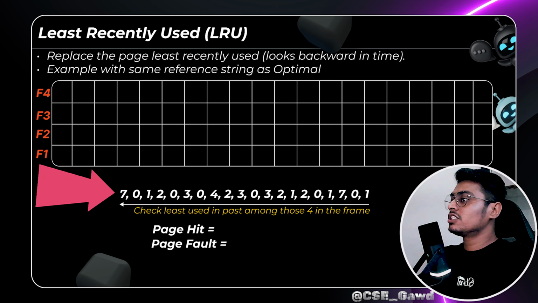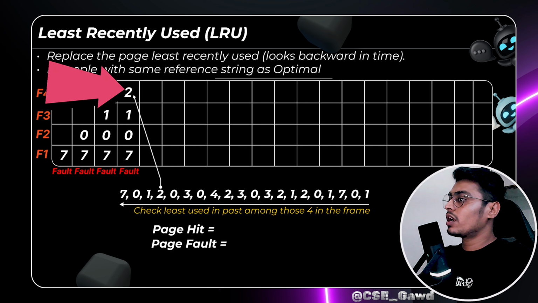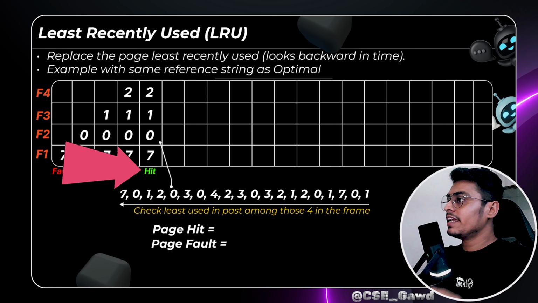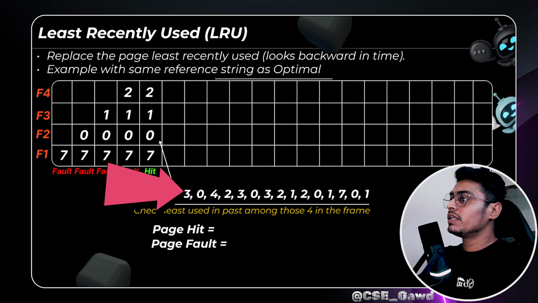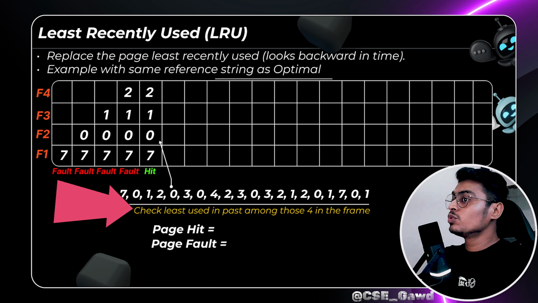Now, let's trace through the same reference string with LRU. This is the same string 7 0 1 2 0 and so on. Initially, pages 7, 0, 1 and 2 are loaded, causing 4 page faults. When page 0 is requested next, it's a hit. When page 3 is requested, we need to replace a page. Looking at the current pages 7, 0, 1, 2, we check which was used least recently.